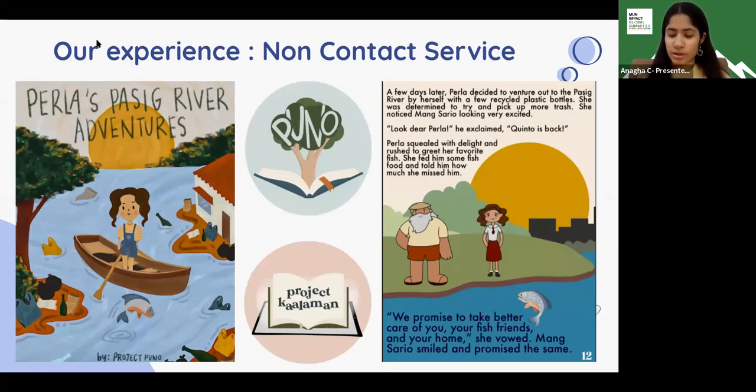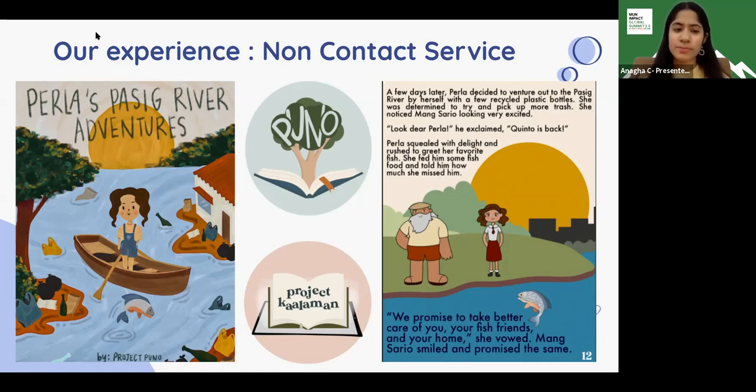So it's an environmental organization that aims to increase environmental awareness through its social media presence, but also through other service trips. Our recent project was purely virtual. The first part of it was to create an environmental ebook, such as the picture in the slide. The ebook was called Perla's Pasig River Adventures. Pasig River is a river here in the Philippines.